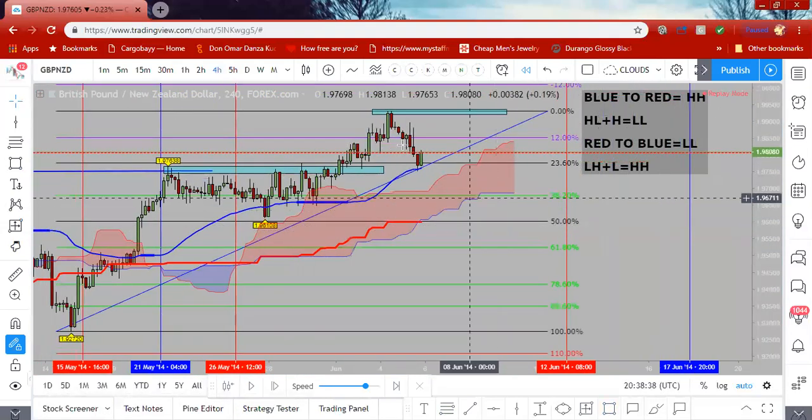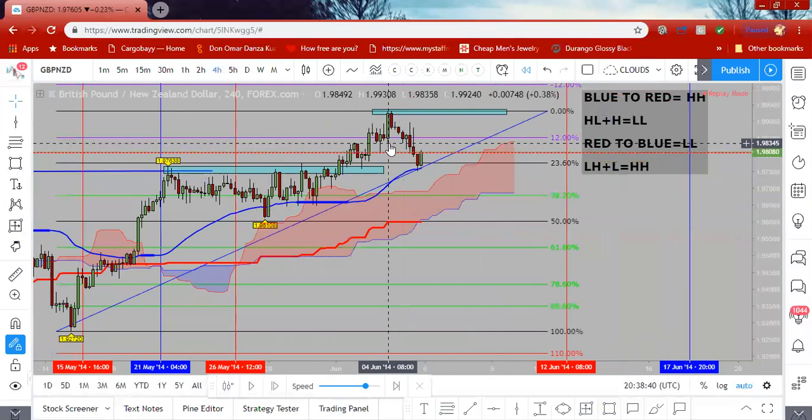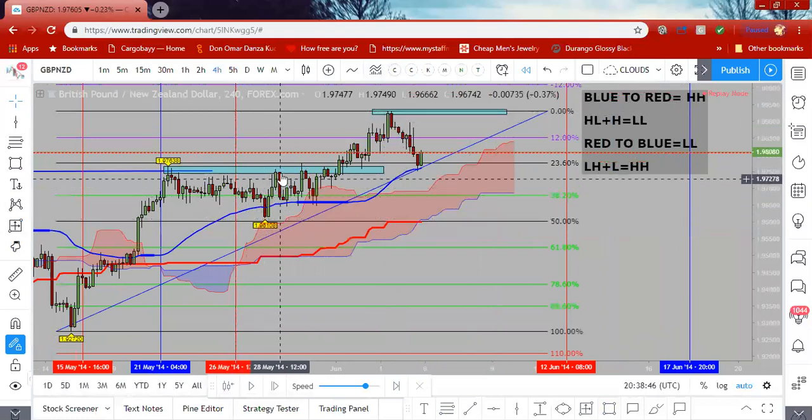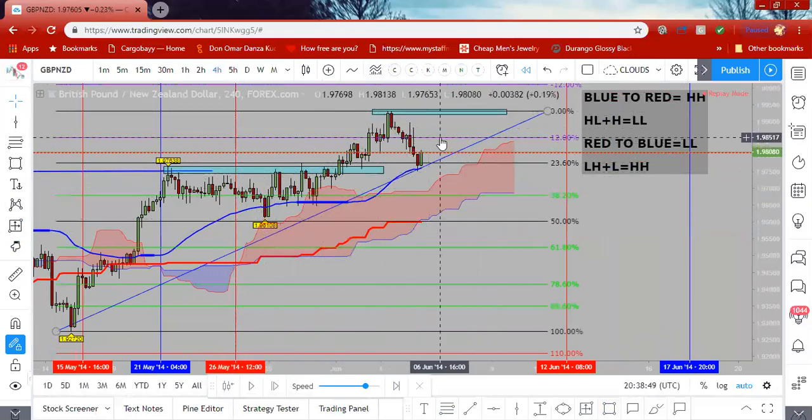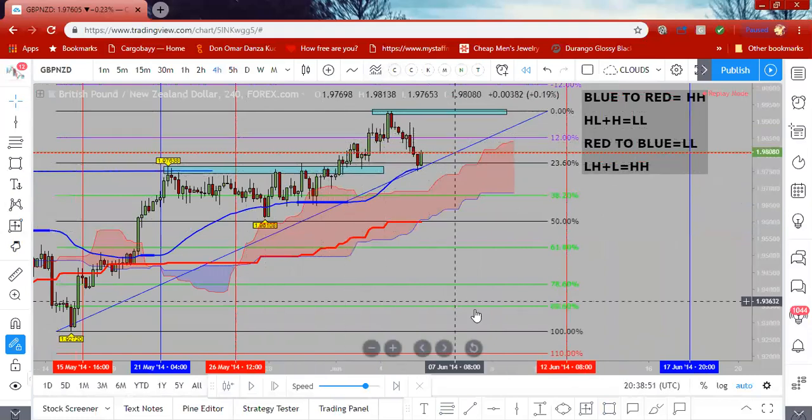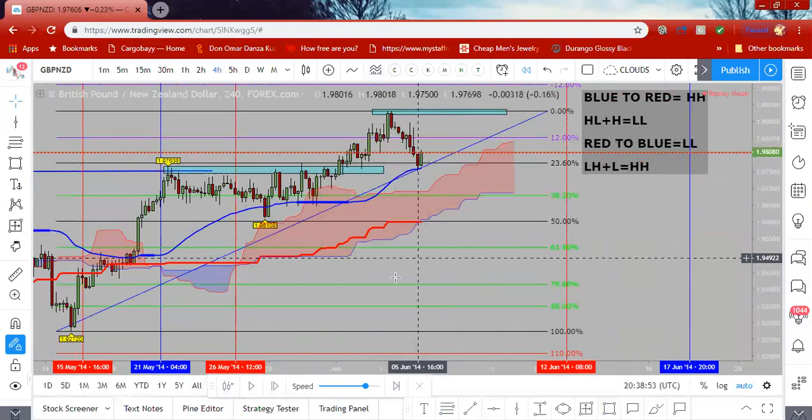So we got a new high. We got a new higher high. Got a reversal pattern. Got the cloud crossover. And price broke my entry line. Gives me an entry opportunity to sell. But I missed it already.